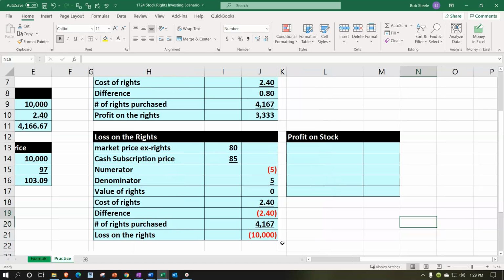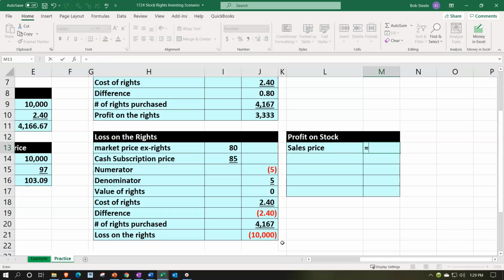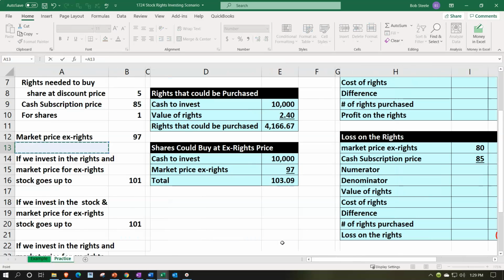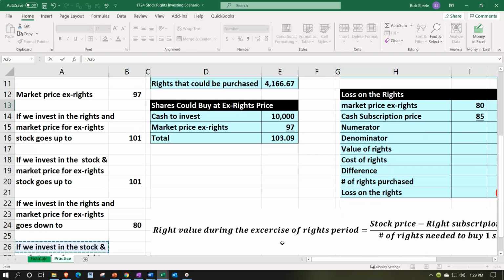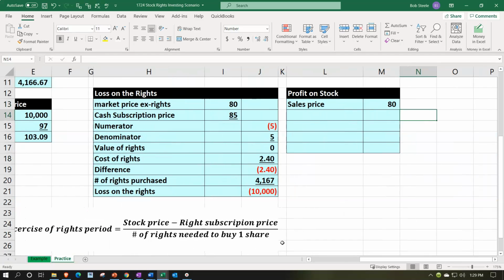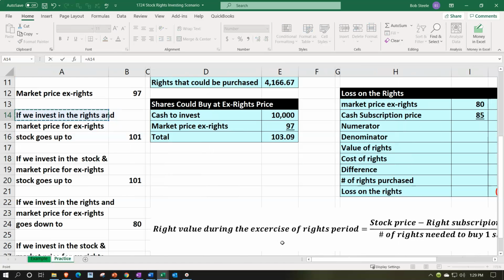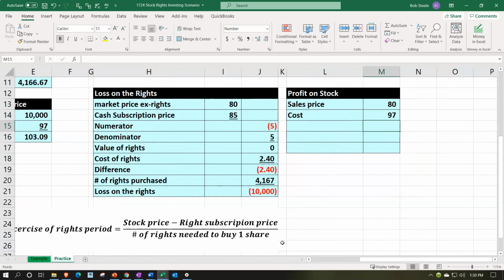And then if we go back on over here, what if we purchase the stock? Then we're saying that the sales price was 80. So we got 80 on the sales price. And then we've got the cost. The cost is going to be equal to now the 97. The 97 was the cost. There's our loss. This is going to be 80 minus the 97. I'll call that the difference.